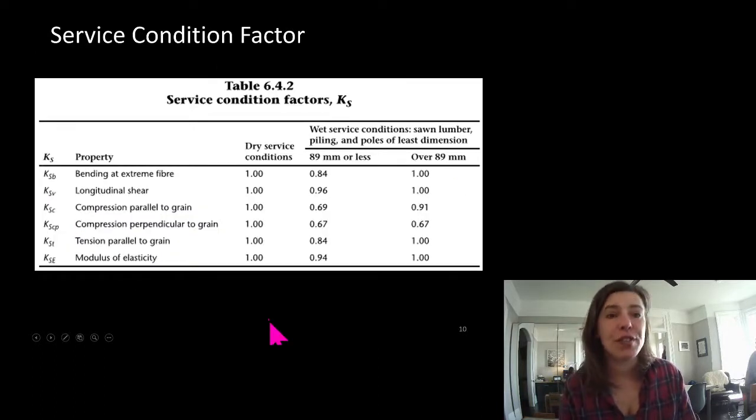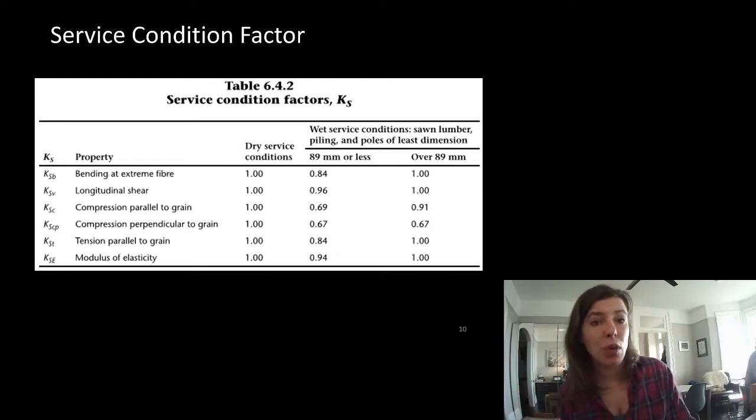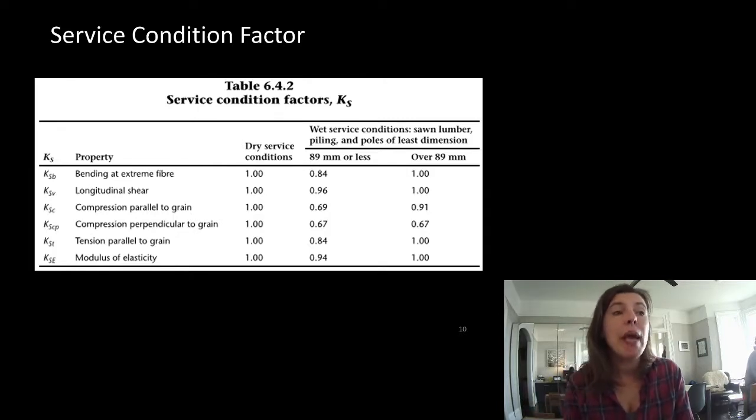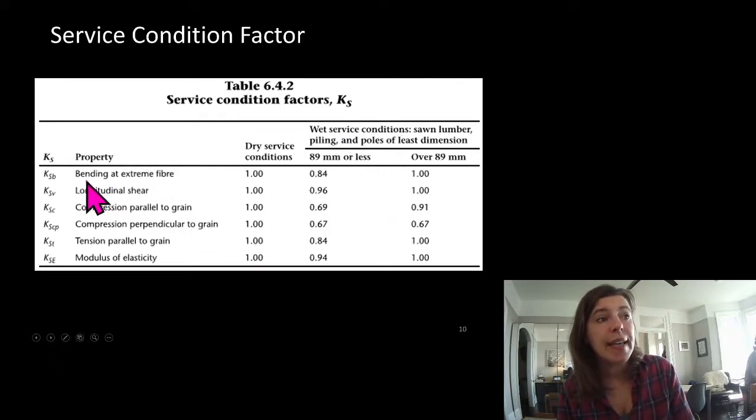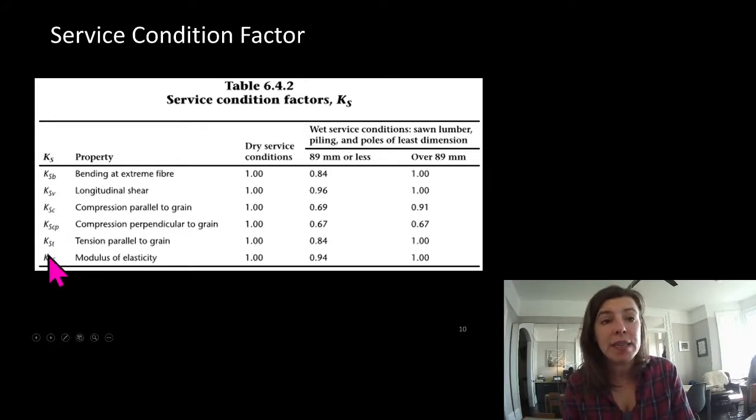All right, then we had our service condition factor. If we were outside in a wet environment, or inside maybe in a pool environment where humidity can be very, very high, we have to worry about the possibility of rot from it getting wet and drying and getting wet and drying. So in those conditions, it gives us requirements based on the member size, and then we can have reductions in our service condition factor for bending or shear or compression or tension or modulus of elasticity. We're talking about bending and shear and stiffness today, so these are the ones, KSB, KSV, and KSE, that we'll probably need to pull off of this table.